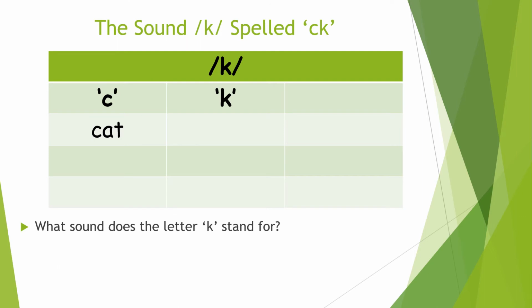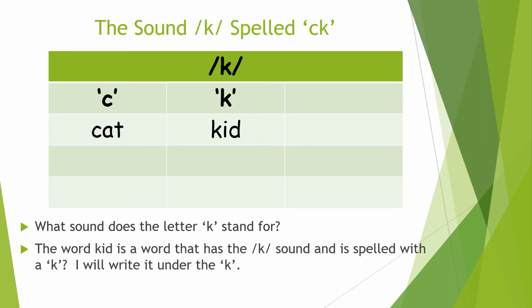Let's add another letter to our chart. What sound does the letter K stand for? The K stands for the K sound. So the word kid that I wrote here is a word that has the K sound, and it is spelled with the letter K. So I wrote it here under the K column. So far, we know that C says K, K says K.